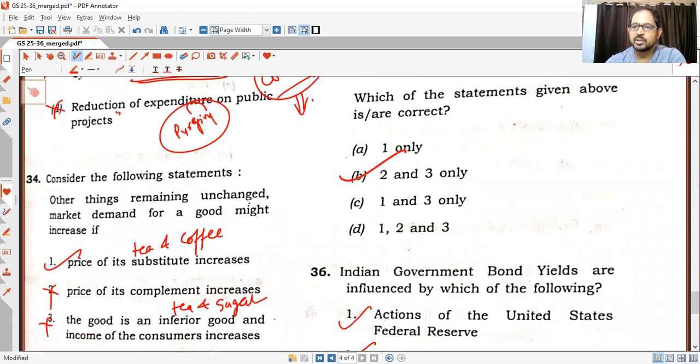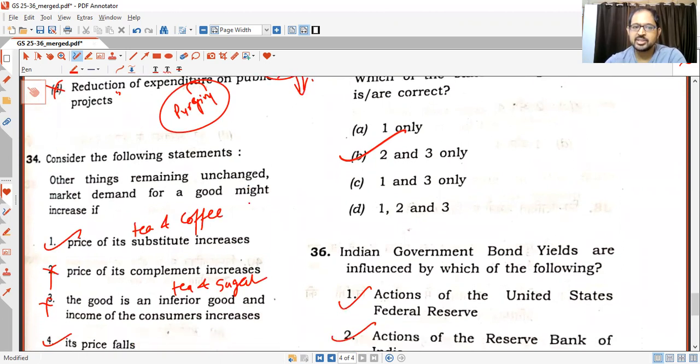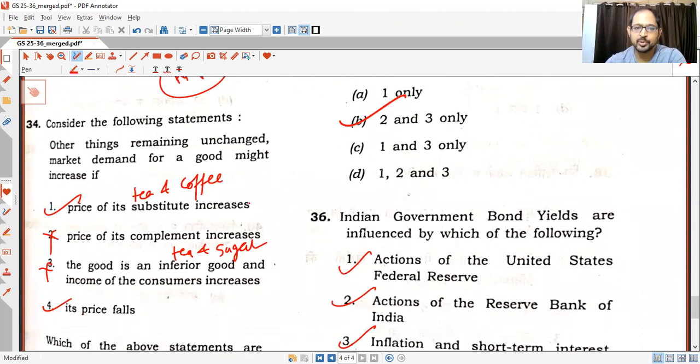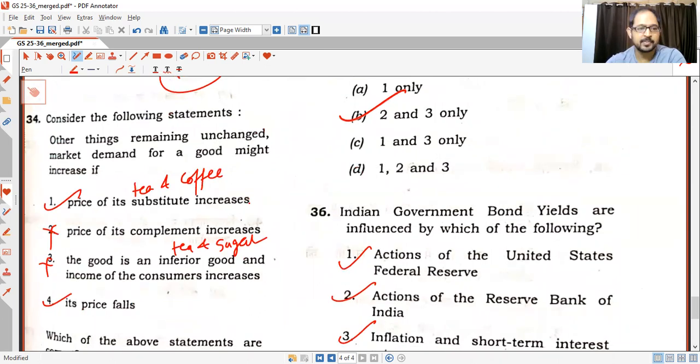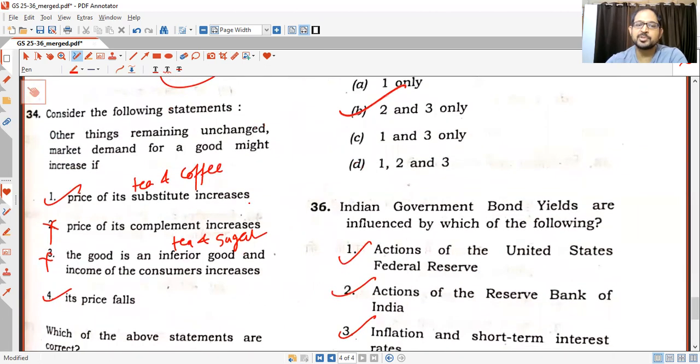Again, economy question, basic conceptual question. Other things remaining unchanged, market demand for a good might increase if the price of its substitute increases. So it is again a direct question from 12th class NCERT. Price of its substitute increases.